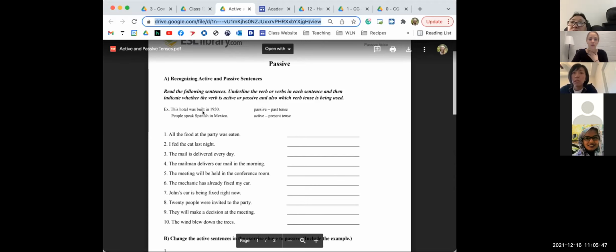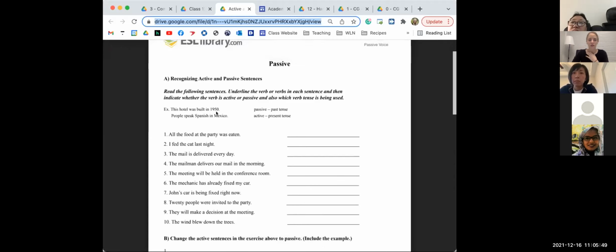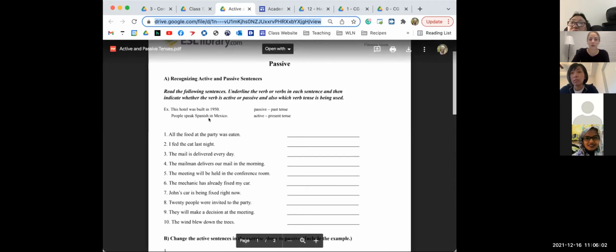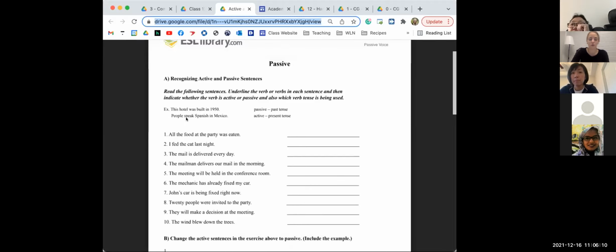This hotel was built in 1950. We have the verb was built, which is passive, and it's the simple past tense, was. People speak Spanish in Mexico. We have our verb speak, which is active and simple present tense.